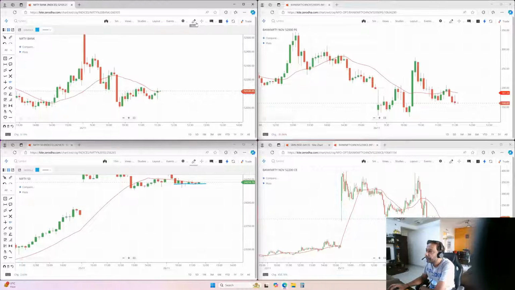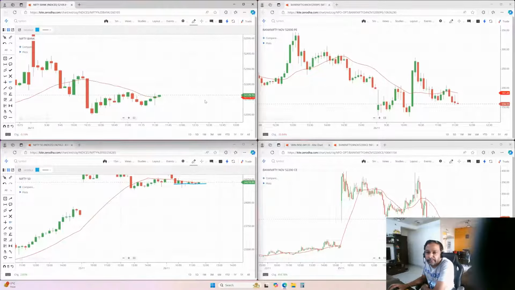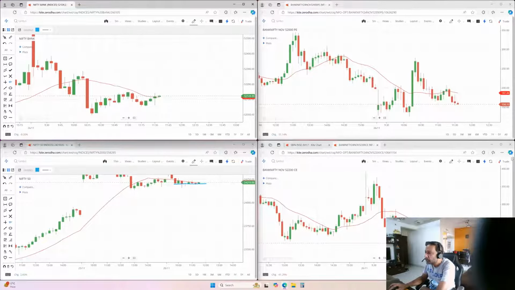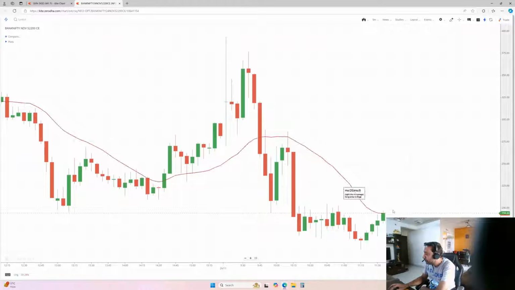Okay, and we are planning to go long. So I have added two strike prices, the 52,000 put option and the 52,200 call option. Currently we are looking at the long side because we are expecting Bank Nifty to test 52,250 or 300. Suppose Bank Nifty makes a move of around 80 to 100 points, this at the money premium will also quickly move at least 25 to 30 points.